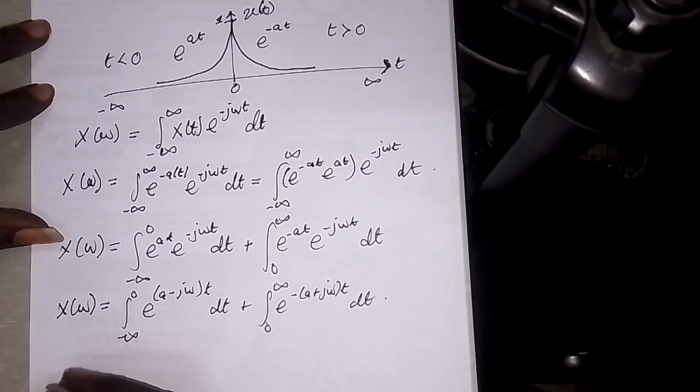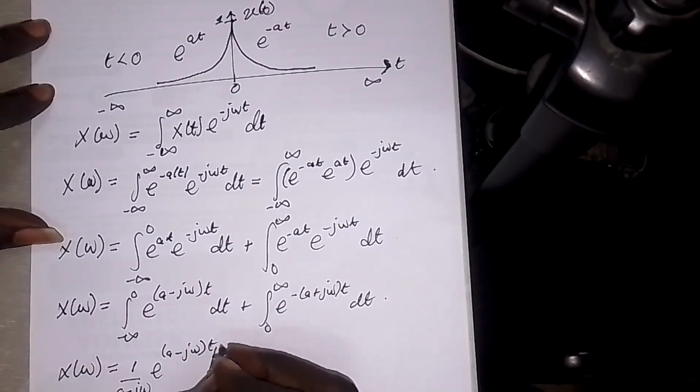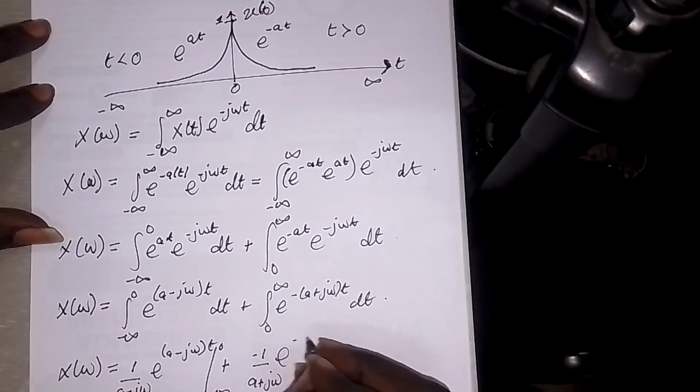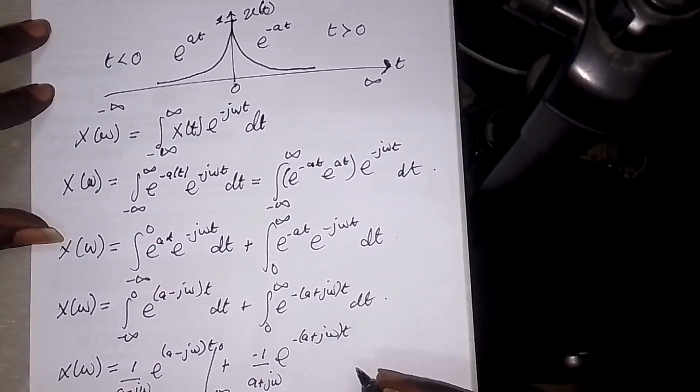So now here, if you do the integration, you're going to have 1 over (a minus j omega) into e to the power (a minus j omega) t, plus, and here the limits are minus infinity and 0, plus 1 over (a plus j omega) into e to the power minus (a plus j omega) t, and here the limits are 0 and infinity.